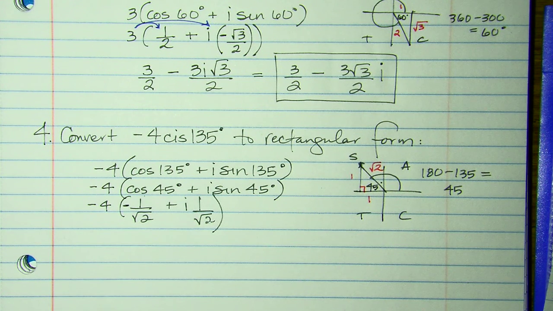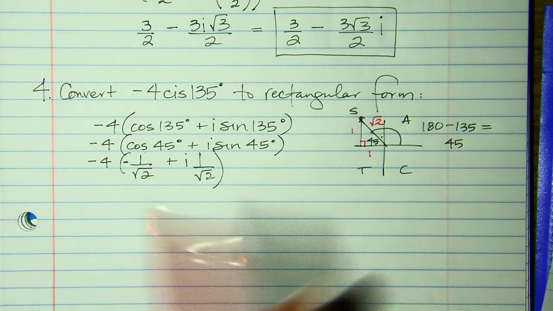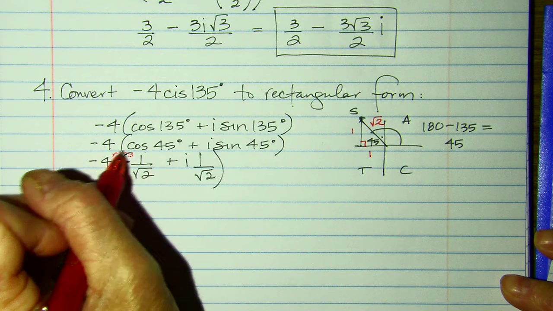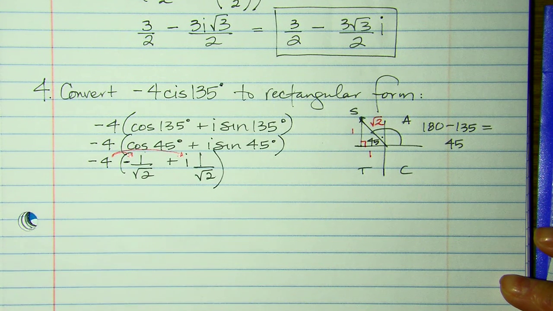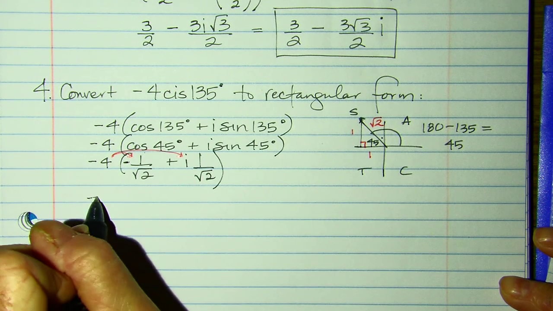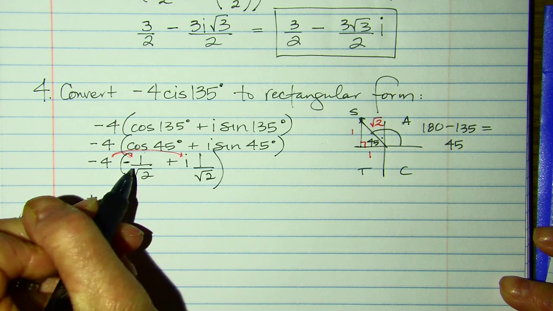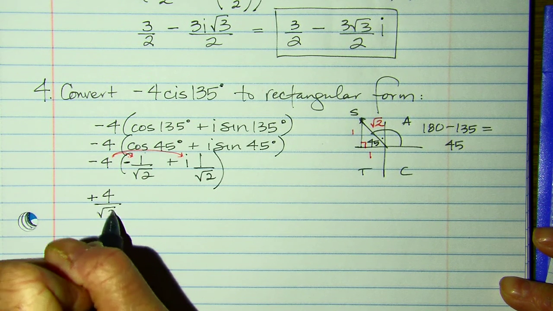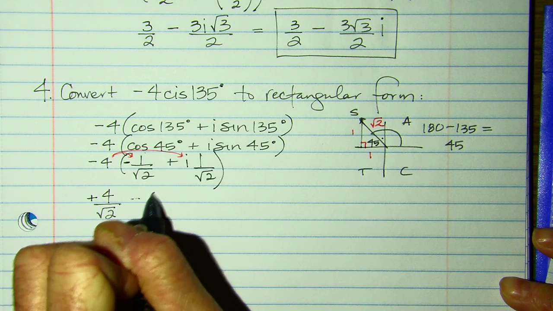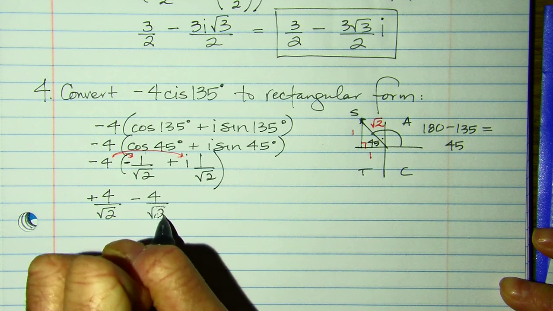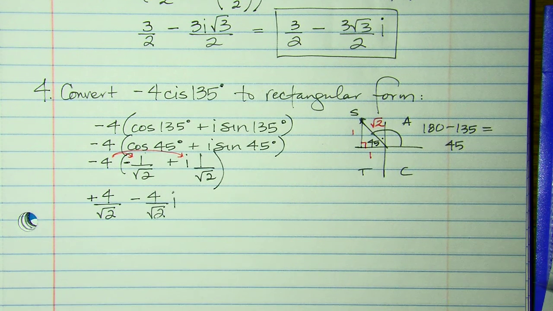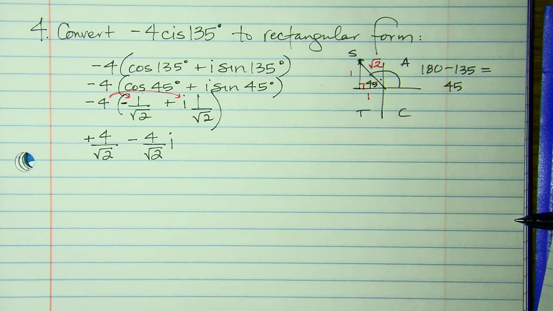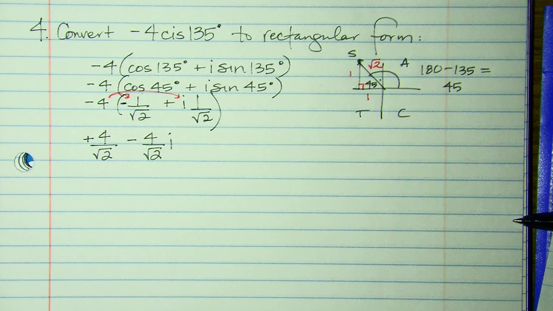All right, so then from here, I'm going to distribute the negative 4. So negative 4 times a negative is positive, so positive 4 over root 2 minus 4 over root 2. I'm going to keep the i next. Now, unfortunately, I cannot leave a radical in the denominator. This is the part that people often skip. You do need to rationalize this.